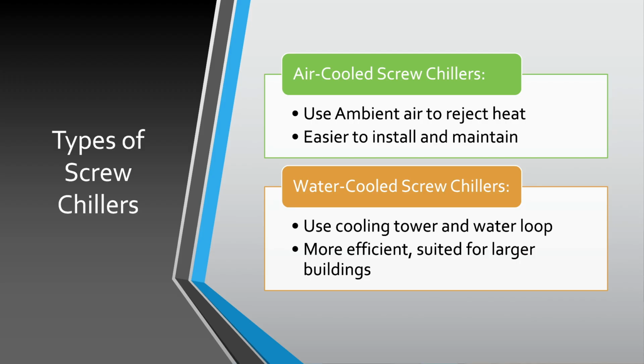There are 2 main types: air-cooled, which uses ambient air to reject heat. It's easier to install and maintain. And water-cooled, which uses a cooling tower and water loop. It's more efficient and better suited for larger buildings.